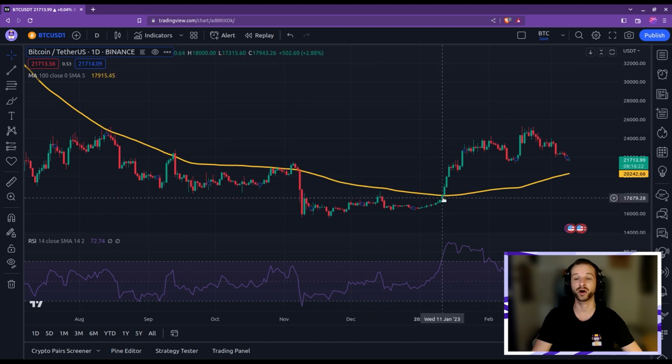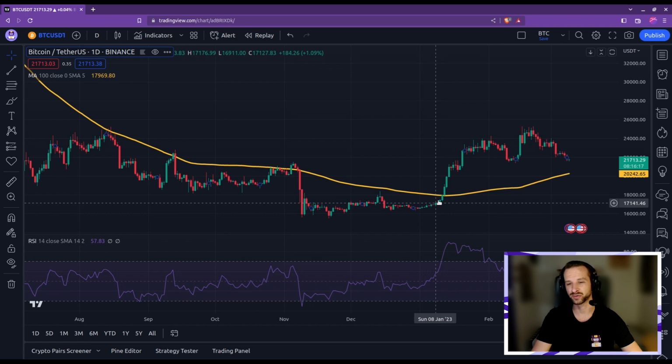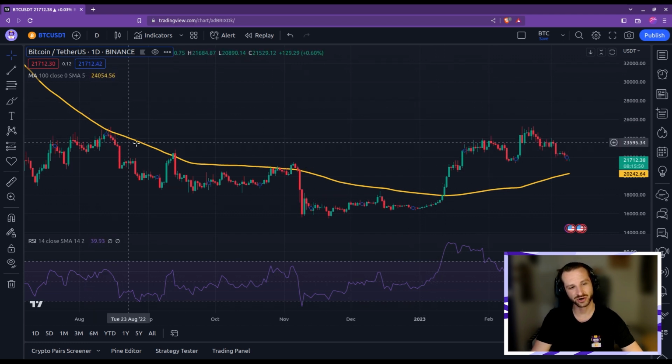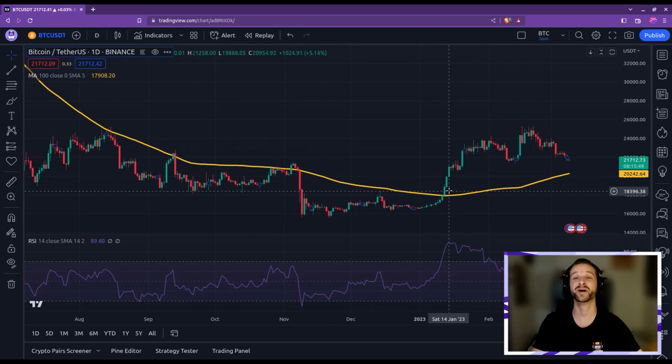And then it finally broke through. And when it broke through properly, it really pumped out of it. So it really acted as a strong resistance trend line. A bonus tip for you.